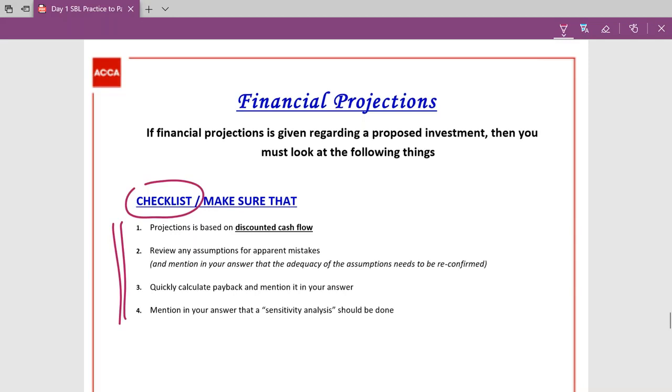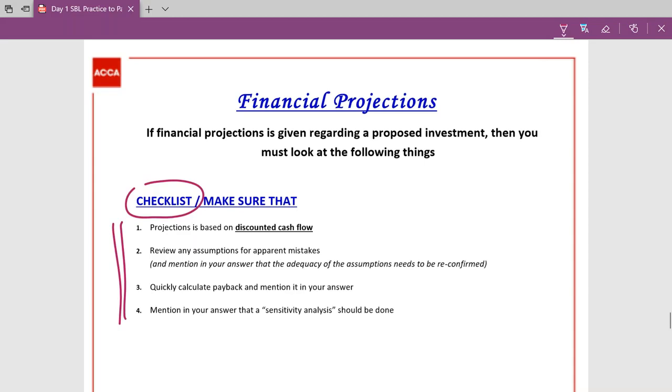Number one, make sure that the projection is based on discounted cash flows. Sometimes, I believe in one paper, the examiner gave accounting numbers like profits and losses. For long-term decision making, we never look at P&L. I'm sure all of you know that for any long-term decision making, we always go for discounted cash flows. We look at NPVs, we look at IRRs, we do not look at accounting profits. So the first and basic thing is to make sure that the projection sitting in front of you is based on discounted cash flows.